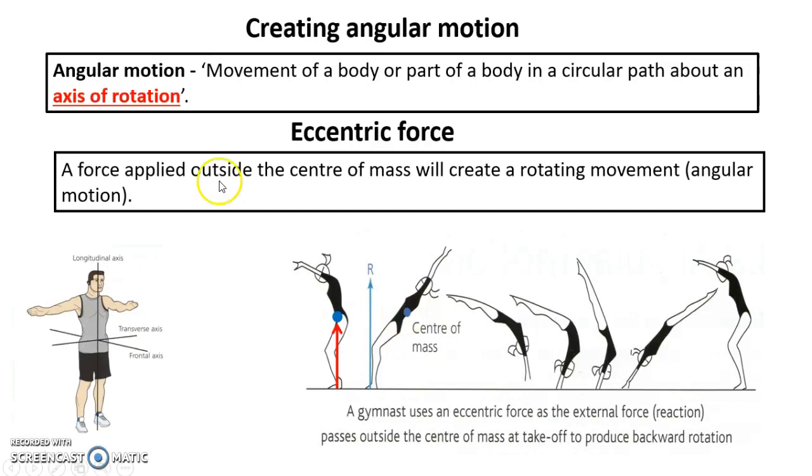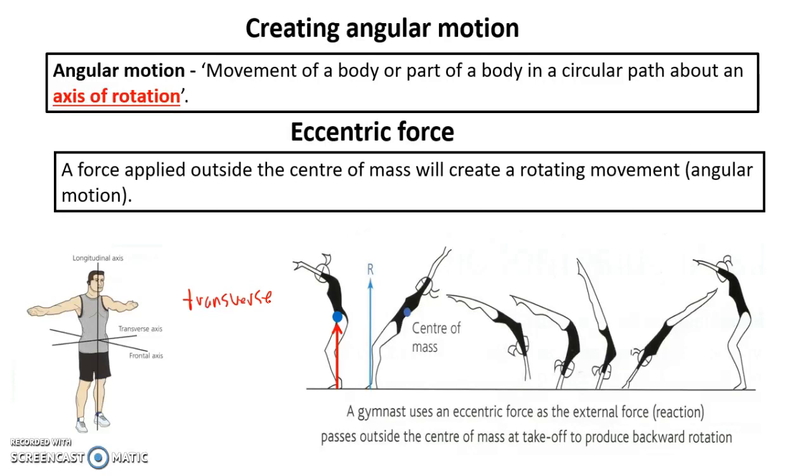Now, because we said backwards rotation, and because the reaction force comes outside the centre of mass, it's an eccentric force. We then need to say, okay, about which axis of rotation. So as it's going backwards, in this case, we can see that it will be specifically around the transverse axis. Okay, so that allows us to do a backwards or front somersault. So you can see that in there.